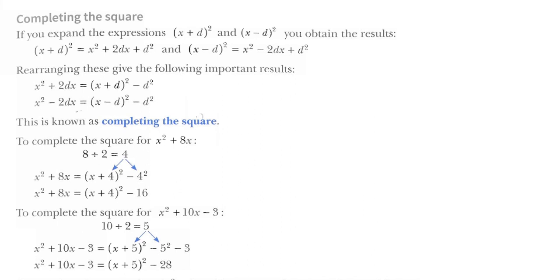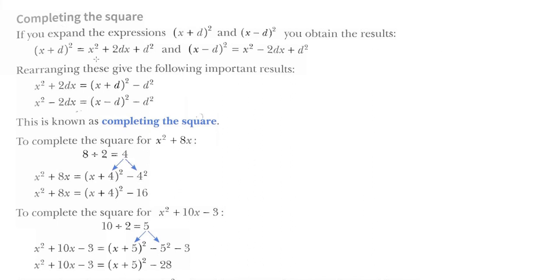As you can see on the screen, what is completing the square? This completing the square word is not new for you. You know a plus b whole square or a minus b whole square formula. A plus b whole square is a square plus 2ab plus b square, and a minus b whole square is a square minus 2ab plus b square. So let's start reading of this page.